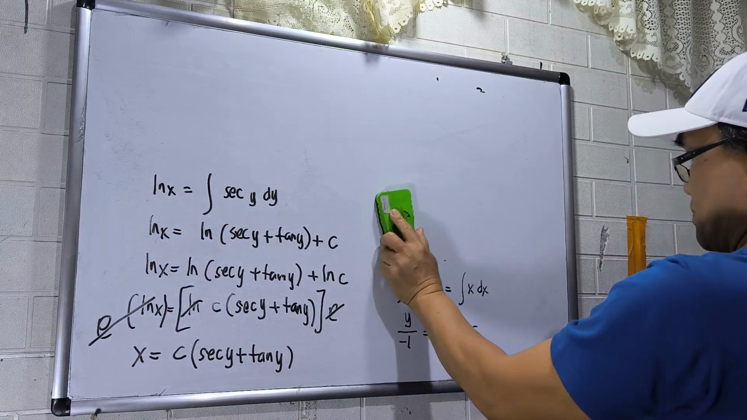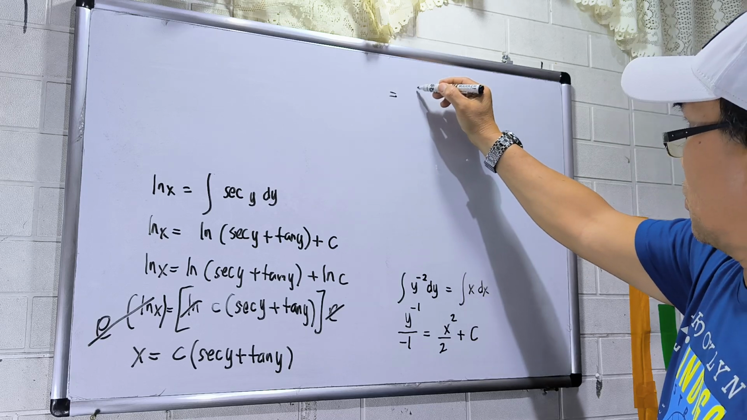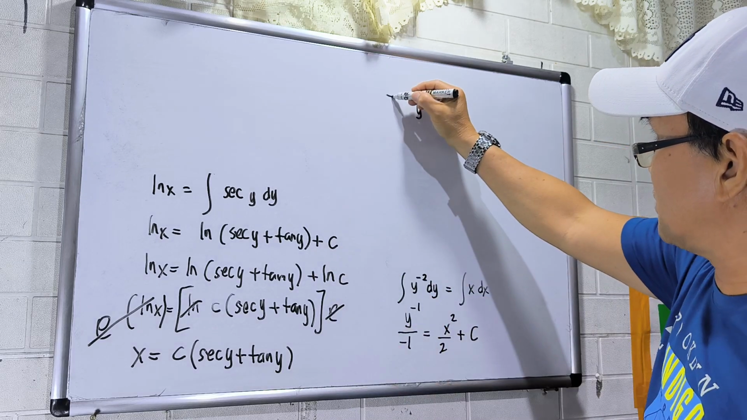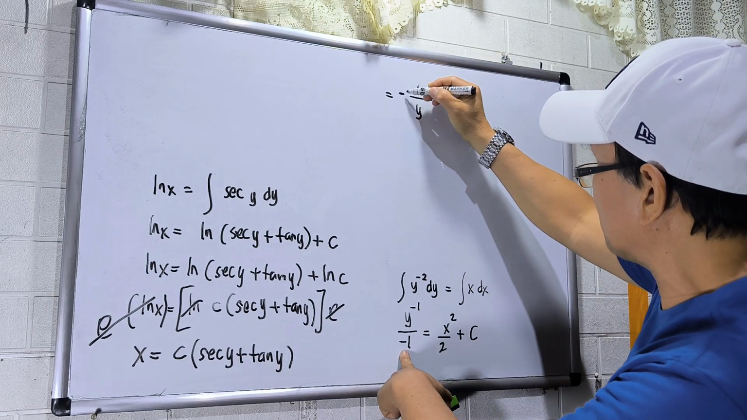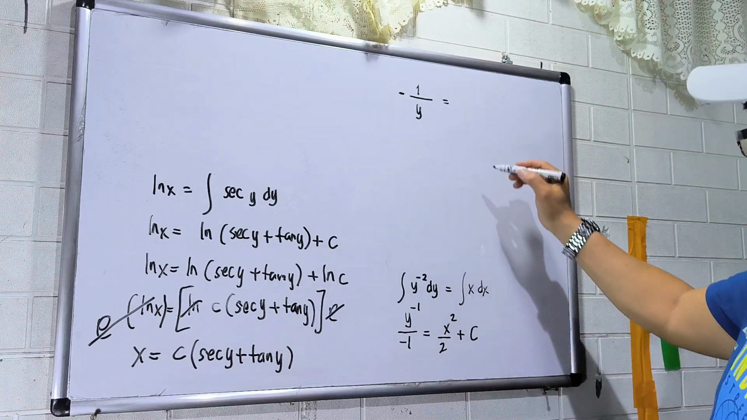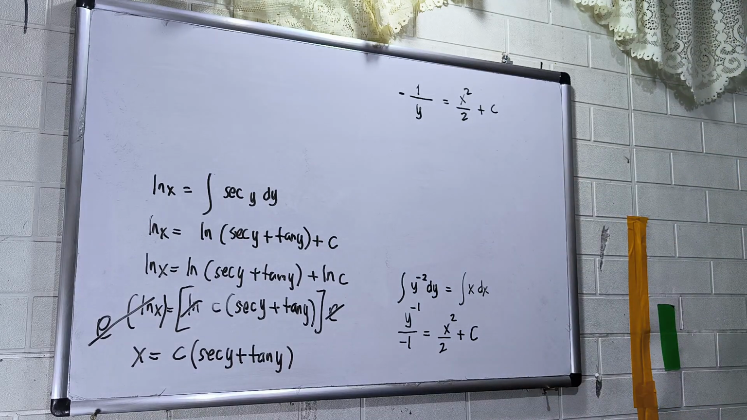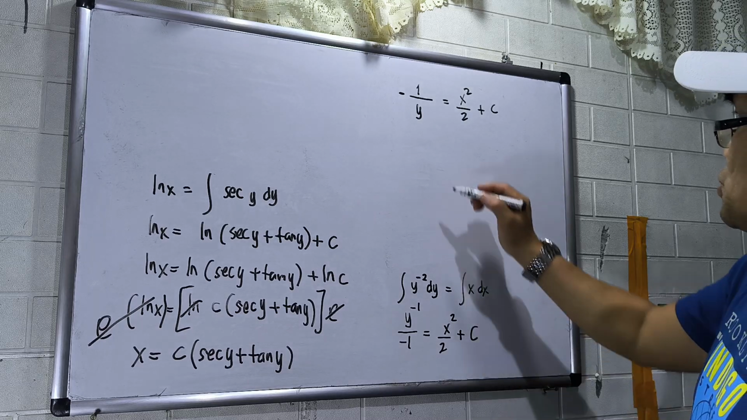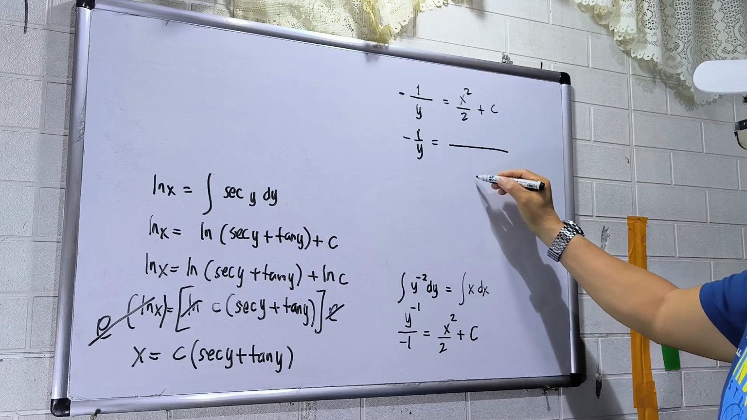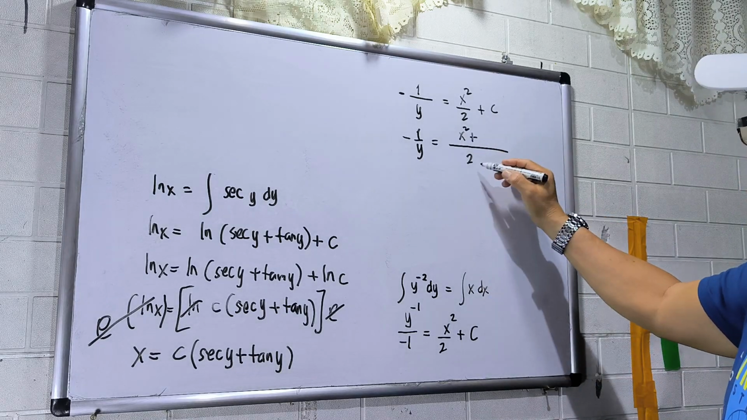I'll just erase in here. So this will be 1 over y, because that will be positive, and then since there is a negative, so negative in here, then is equal to x squared over 2 plus c. And then this one will be negative 1 over y. To simplify, LCD, this will be 2, then x squared plus, this will be 2c.